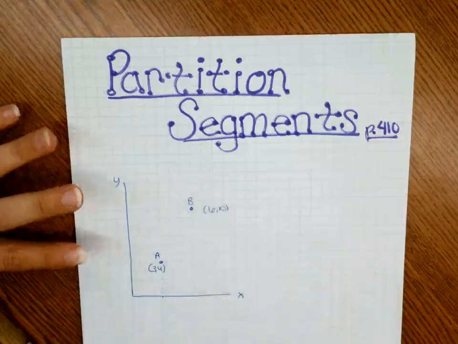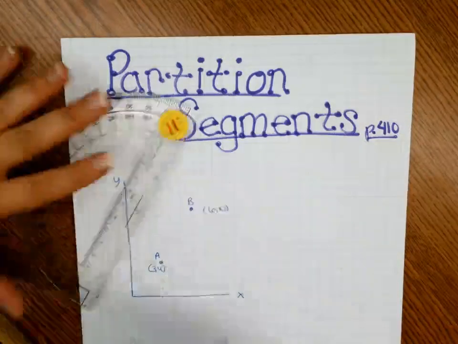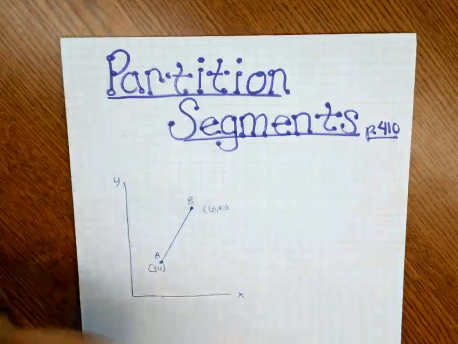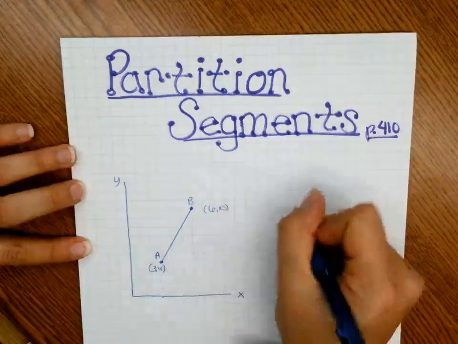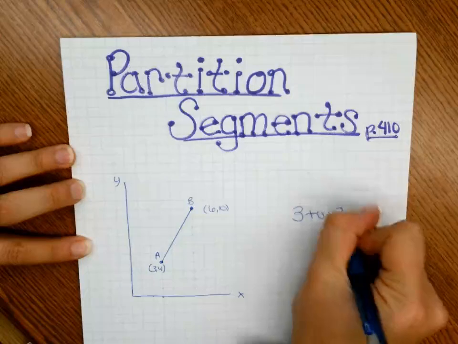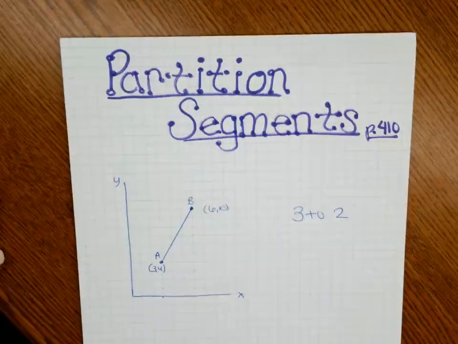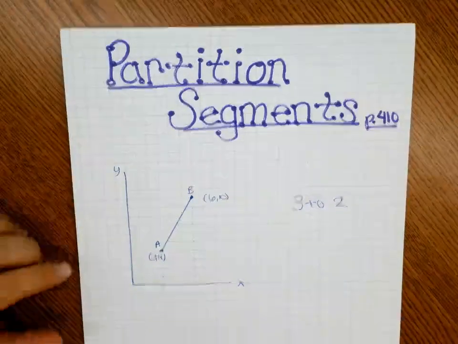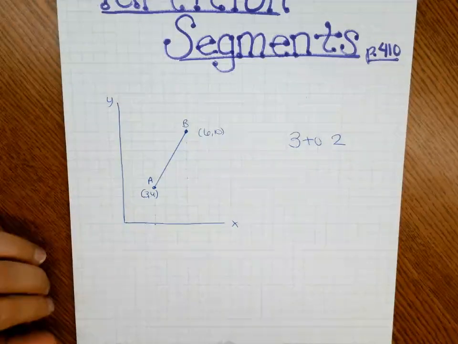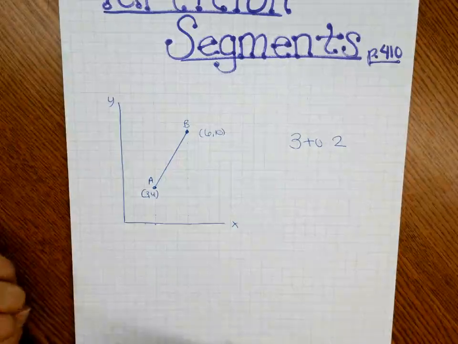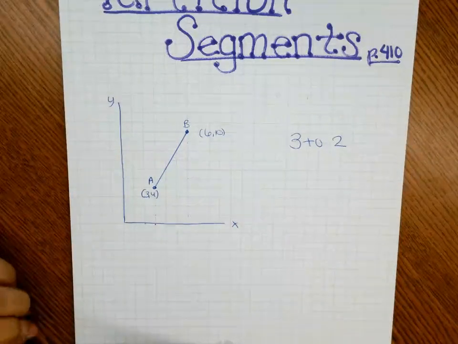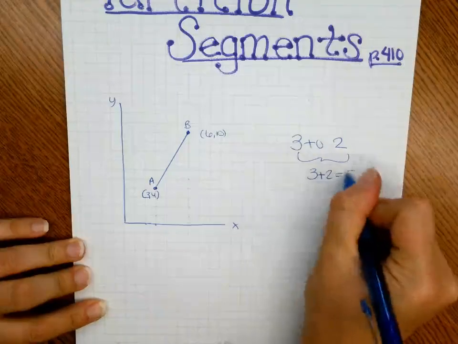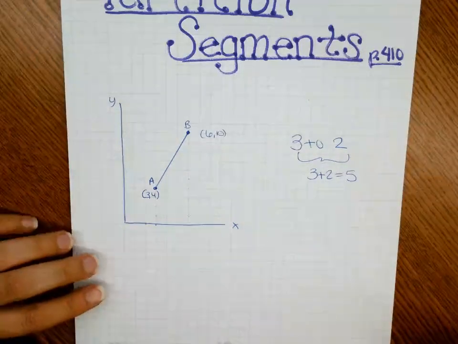All right, and what they want us to do is they want us to partition this segment into a ratio of 3 to 2. So if I want a 3 to 2 ratio, how many equal parts will I actually have? If I have 3 parts to 2 parts, how many total parts are there? 5, right? So 5 equal segments, 5 equal parts.